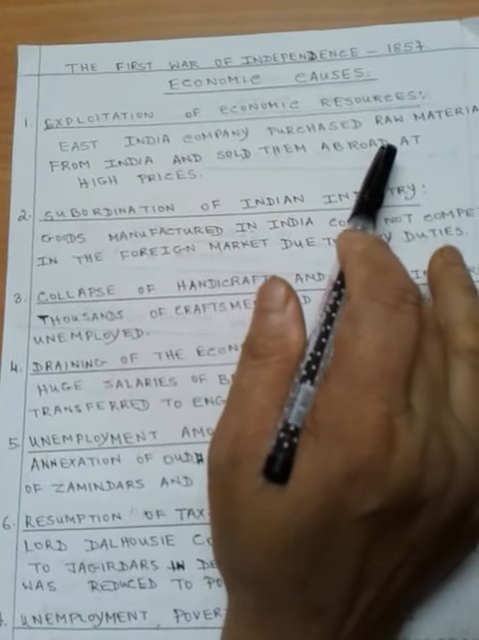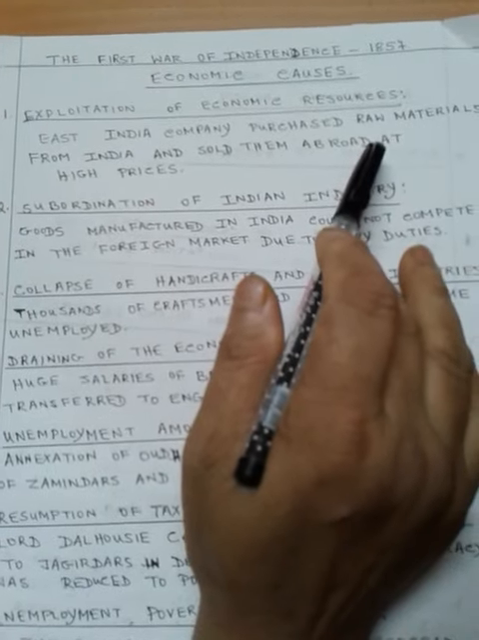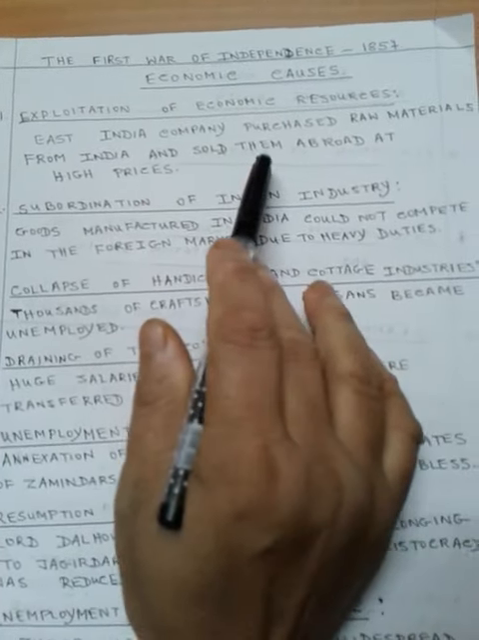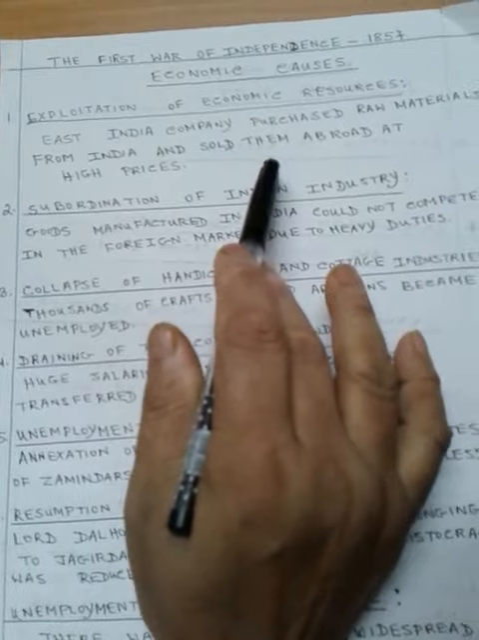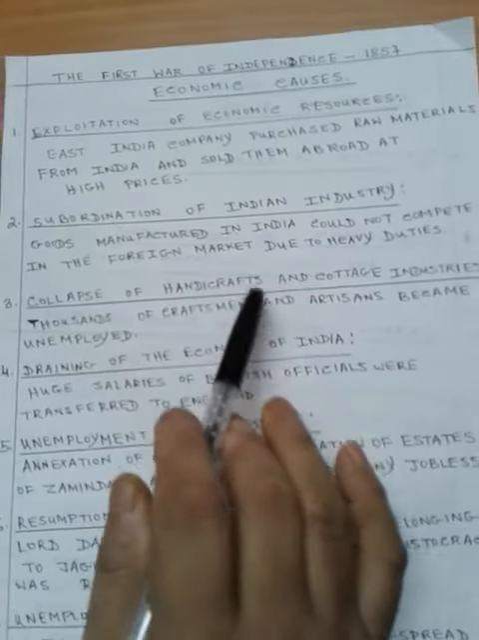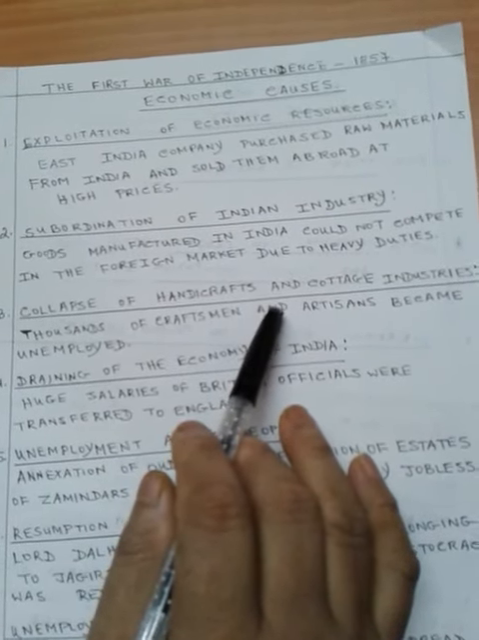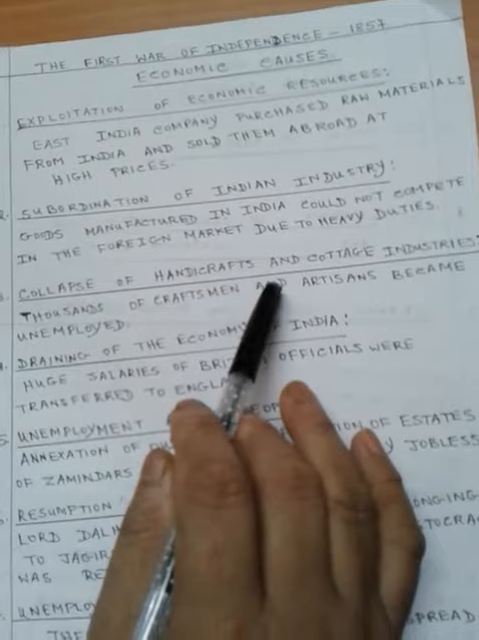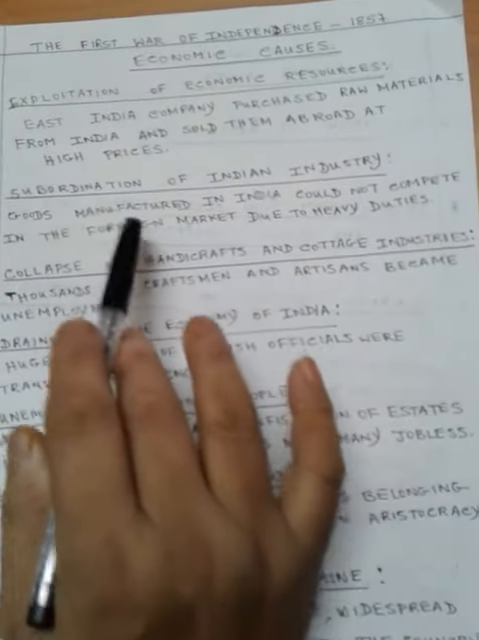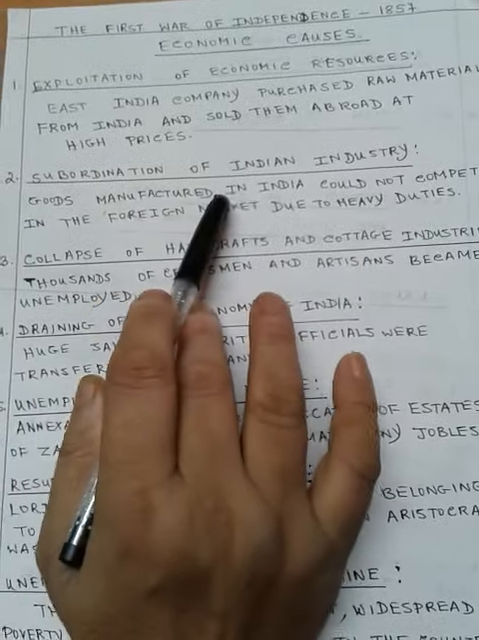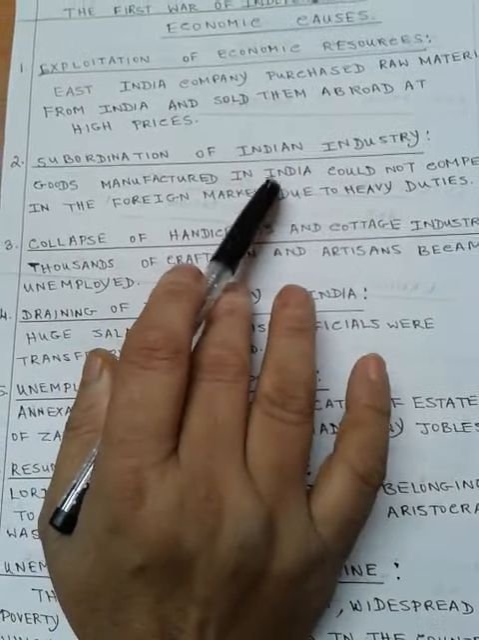That is, the East India Company purchased textiles, indigo, spices and food grains from India and sold them at a very high price. The British government put restrictions on the import of Indian textiles besides imposing heavy import duties on such goods. Next comes subordination of Indian industry.